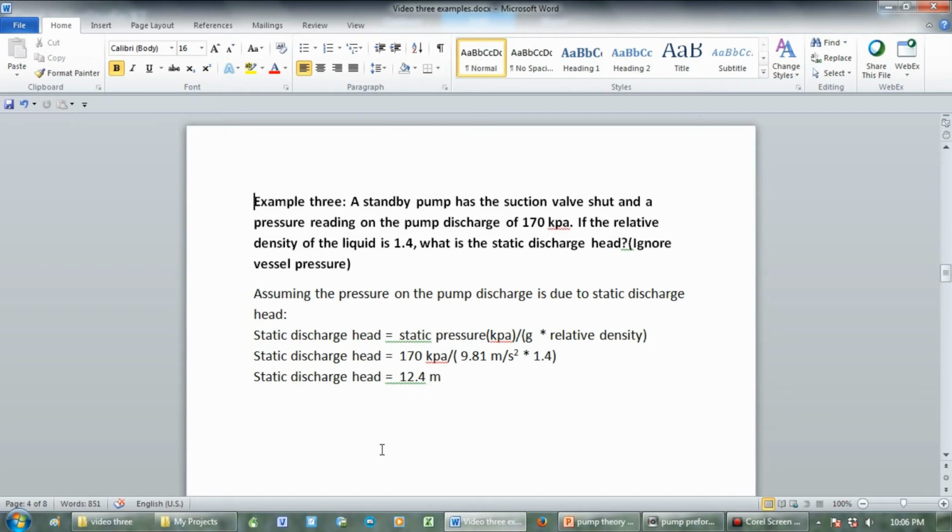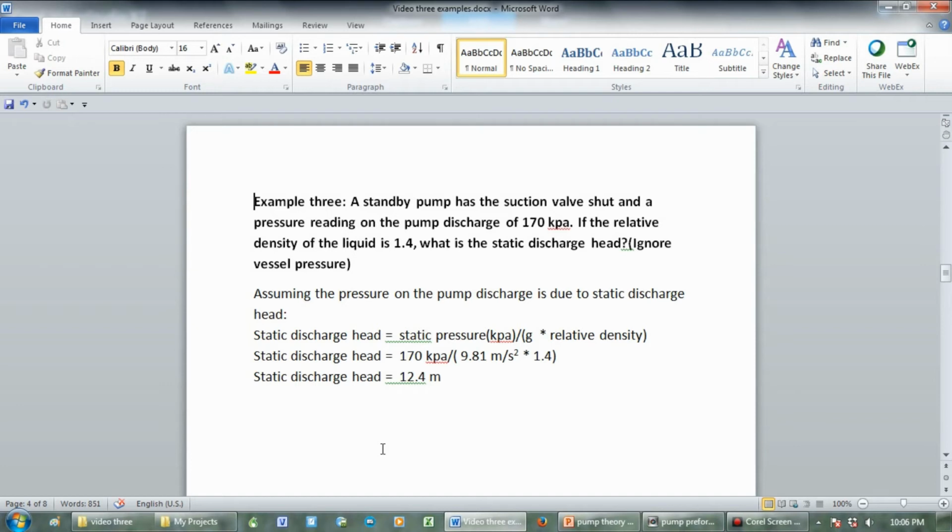Assuming the pressure on the pump discharge is due to static discharge head only, we can say static discharge head equals static pressure in kPa divided by the product of g times the relative density. Static discharge head equals 170 kPa divided by the product of 9.81 meters per second squared times 1.4. Static discharge head is 12.4 meters.